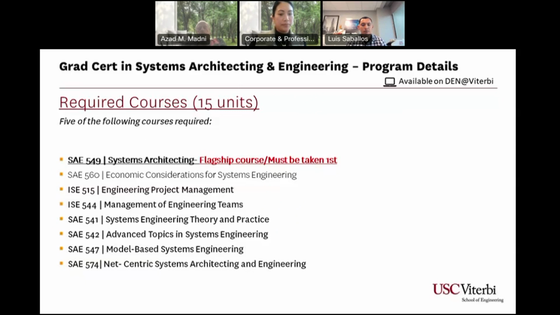And so what you have here, the required courses are 15 units, and you're going to be taking 5 of the courses that you see listed here. And once again, these courses are the courses that I covered earlier. You've got economics of system engineering, you've got project management, and from the ISC department, management of engineering teams. Then you've got all SA courses: fundamentals of system engineering, advanced topics, model-based system engineering, and then net-centric system architecting and engineering, which is a course that we are discontinuing, and it will be replaced by another course, because I think cloud computing and things of that have now superseded net-centric computing. So we'll have a course along those lines as well. So remember, you are taking only 5 courses, totaling 15 units, because each course is 3 units. And so with that, you get a certificate.